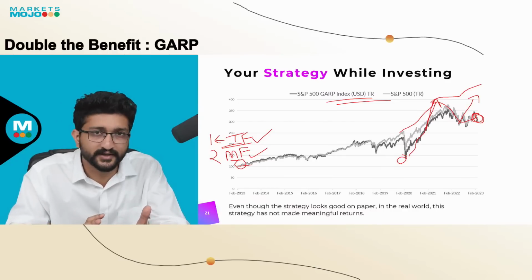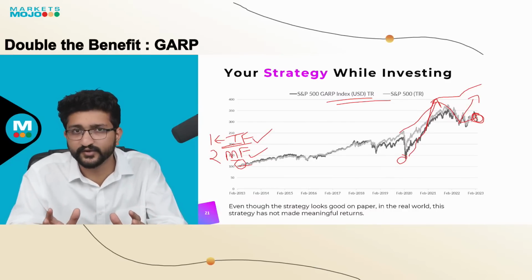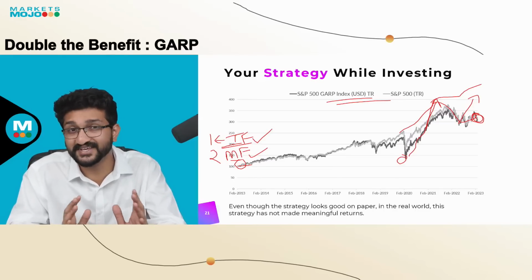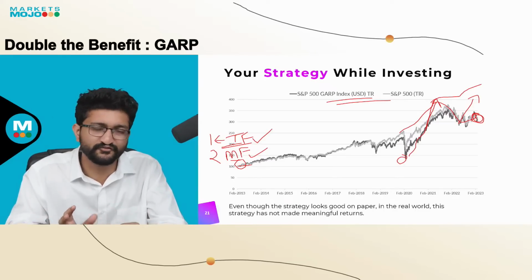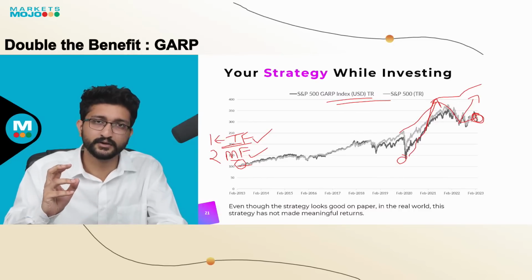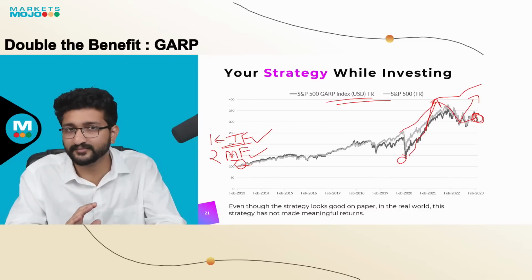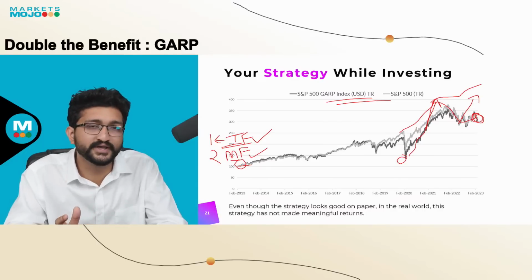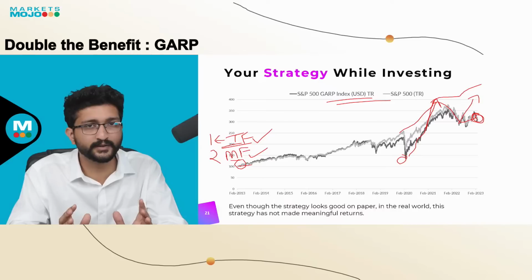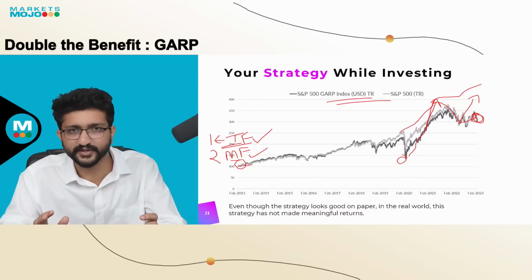When he used to handle the Magellan Fund back at Fidelity Investments, I'm not really sure about the return, but there was some close to 21-22% CAGR for many years. Very few investors can actually master this approach. It's not a very simple approach. When you're picking stocks with the GARP model, understand that even though it looks very good on paper, it has not shown that growth previously.